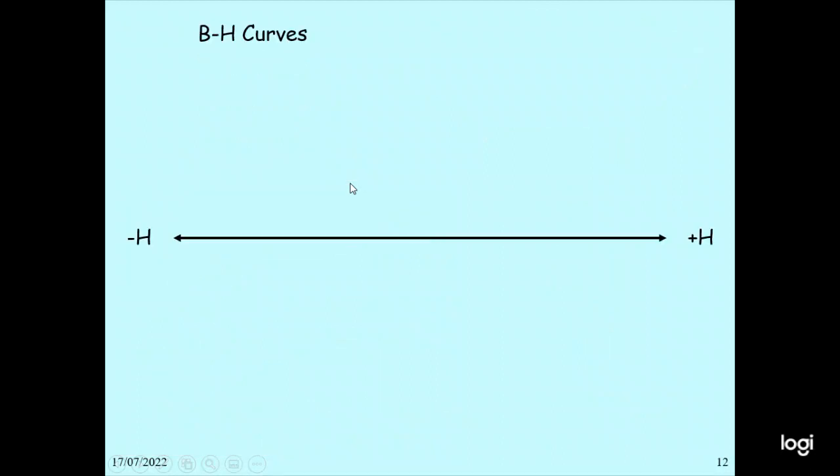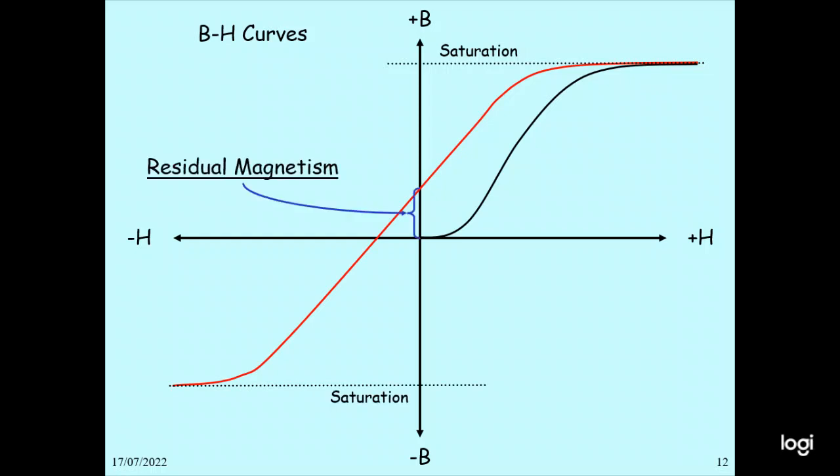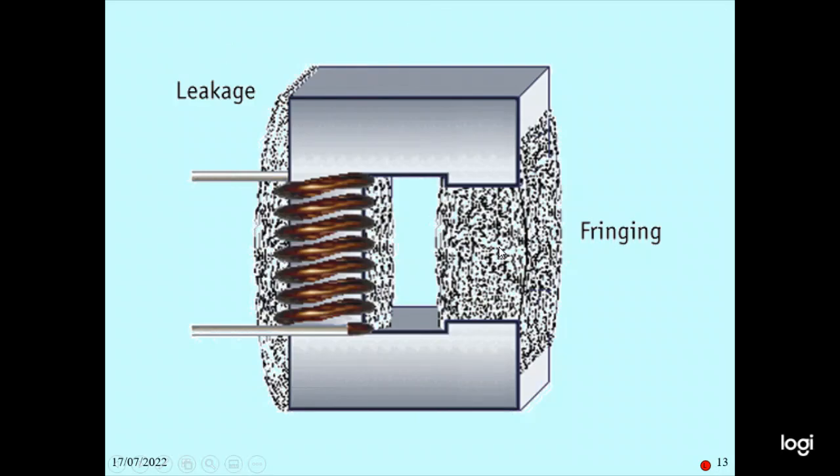So there is a BH curve. We draw the BH curve here. This is the saturation point. And when we reduce the force, it will go like this, so there will be the residual magnetism, and here the coercive force. This is the hysteresis curve. This one is the residual magnetism. This is the coercive force. When you connect it, there will be the leakage.